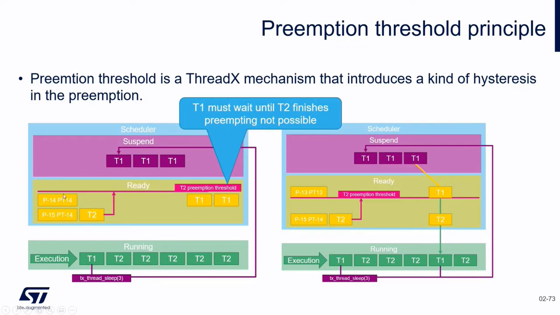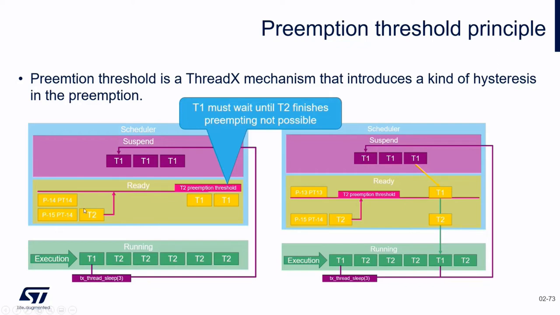And now you will finally understand the reason behind that second number we put in the TX create API. The first number is priority, and the second number is preemption threshold. I'm going to explain to you how it works. So let's imagine two threads. Thread two with priority 15 and preemption threshold of 14, and thread one with priority 14 and preemption threshold of 14.